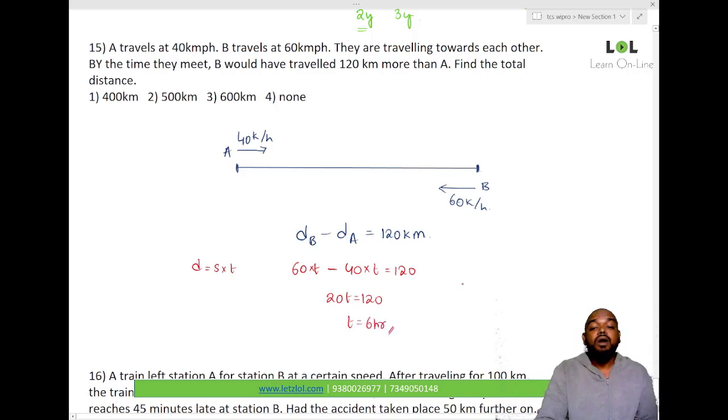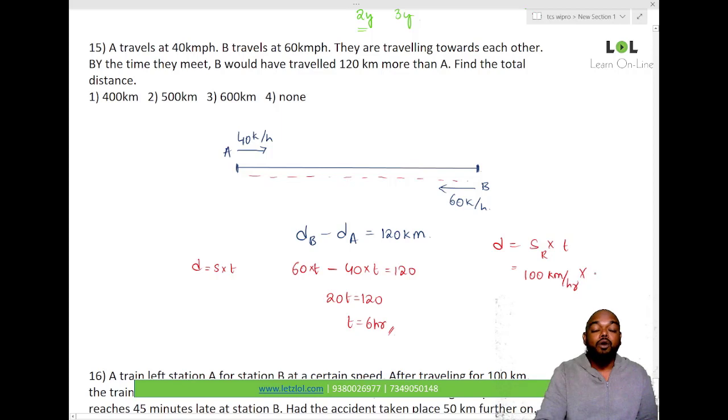But what do we want? We want the total distance between A and B. Now again, distance is equal to. Now total distance is A to B. Who is covering this? Both A and B together. Means two moving objects. Two moving objects means which speed? Relative speed. Both are moving in opposite direction. Means relative speed is what? Sum of their speeds. So that is 100 km/h.